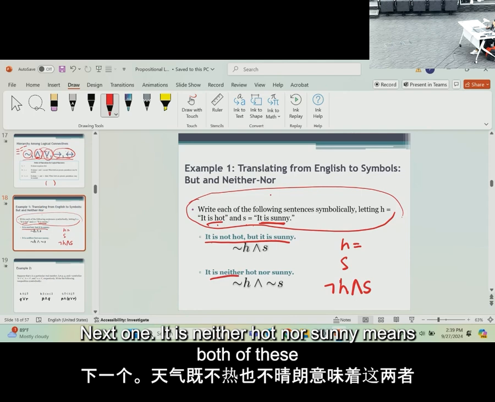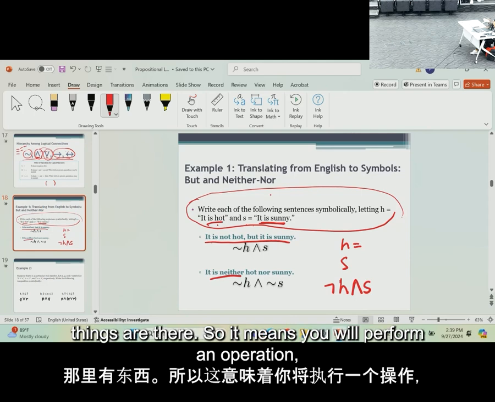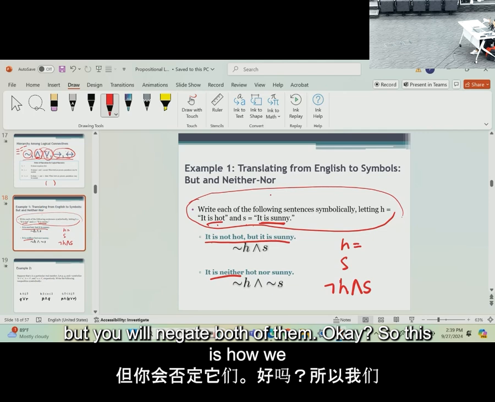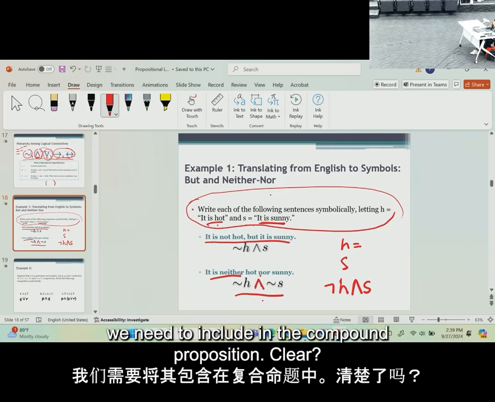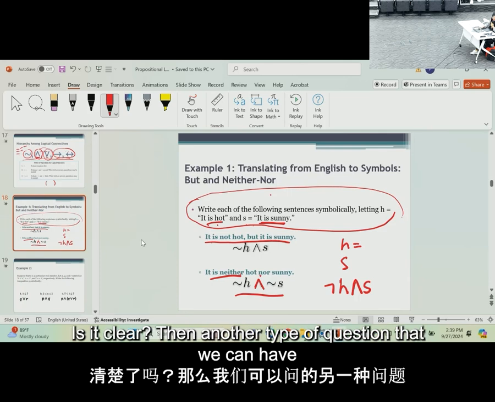Next one. It is neither hot nor sunny means both of these things are not there. So it means you will perform the AND operation, but you will negate both of them. This is how we do that. We are using conjunction because both of these we need to include in the compound proposition. Is it clear? Okay.